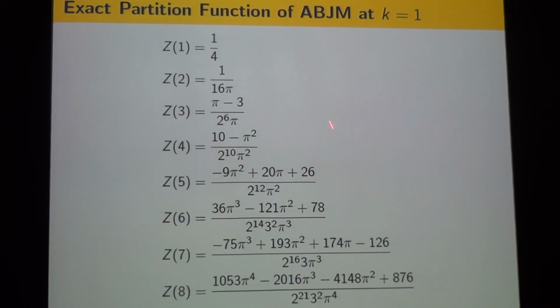Here is an example of the exact value of the partition function of ABJM at level 1. This is the partition function for M equal to 1, N equal to 2, and so on. As you can see, this is just a finite number, some combination of pi and some integers.